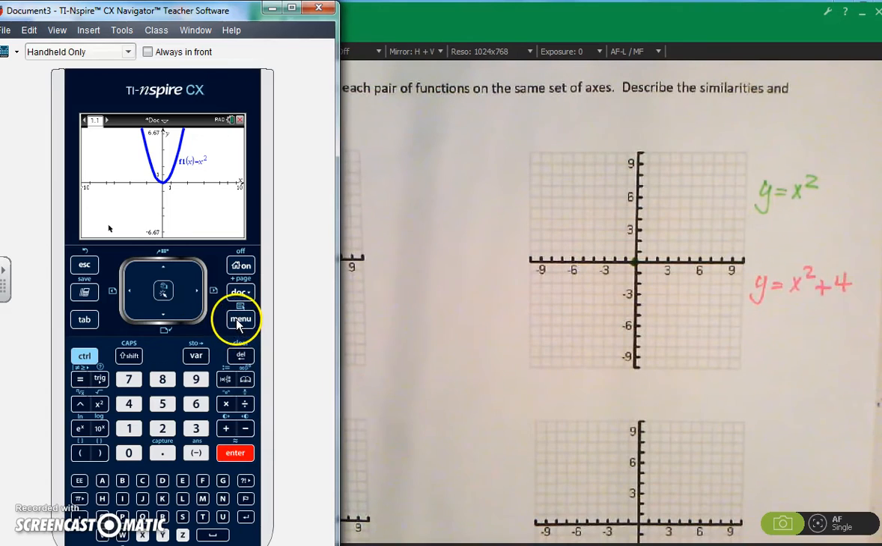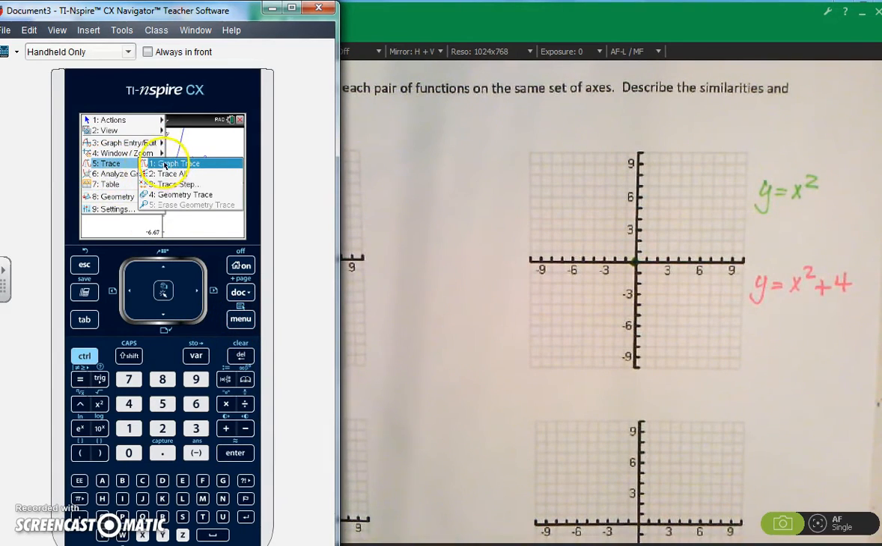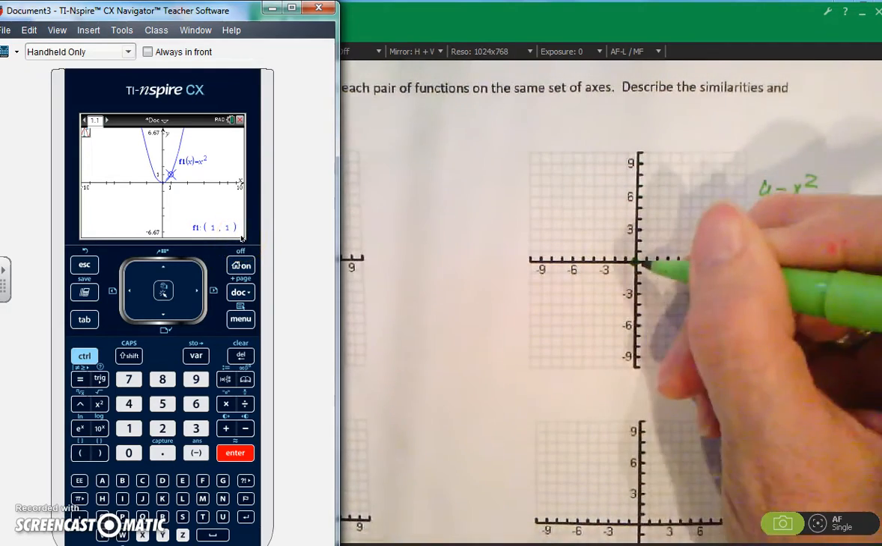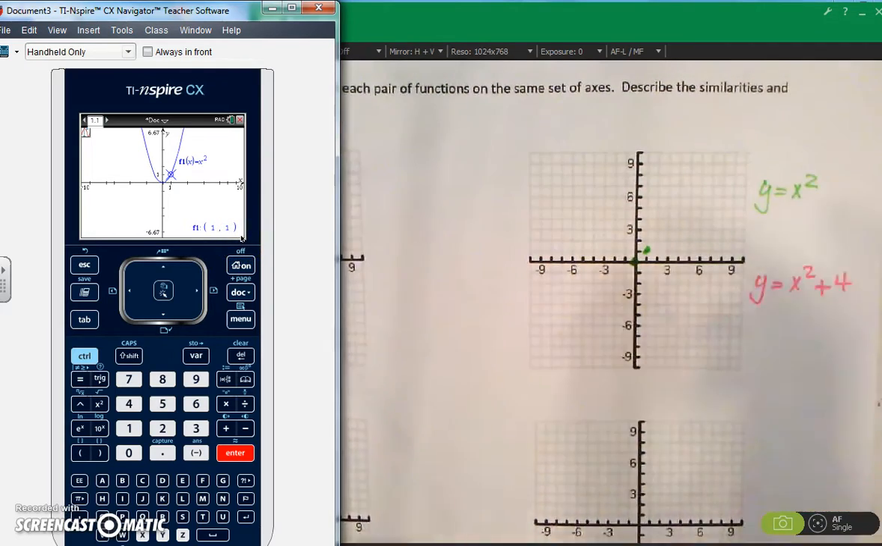To find some other points pretty easily, we're going to go to Menu. We're going to Trace, Graph Trace, and we got the 0, 0 down there. What we can do at this point is just put in 1 and then enter it. And you can see that our x moves, and it tells us down here that our point is 1, 1. So we can put on our graph 1, 1.